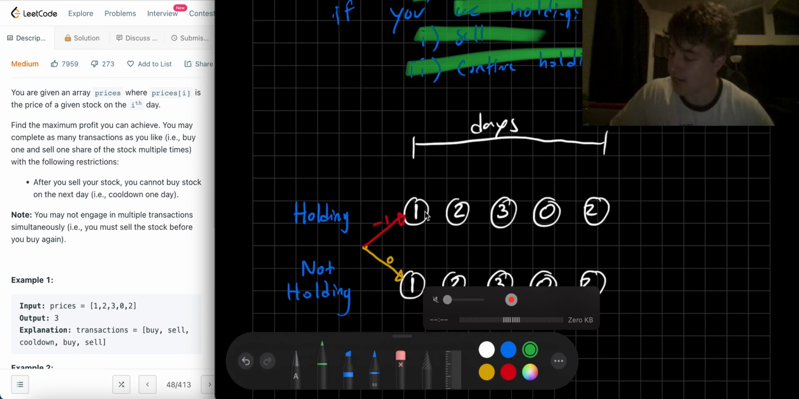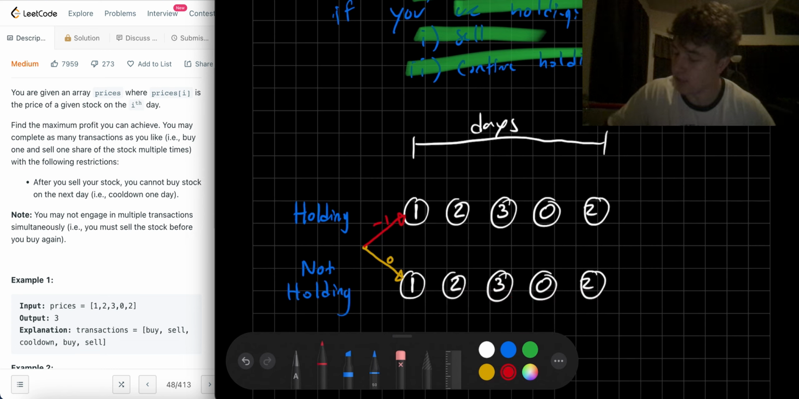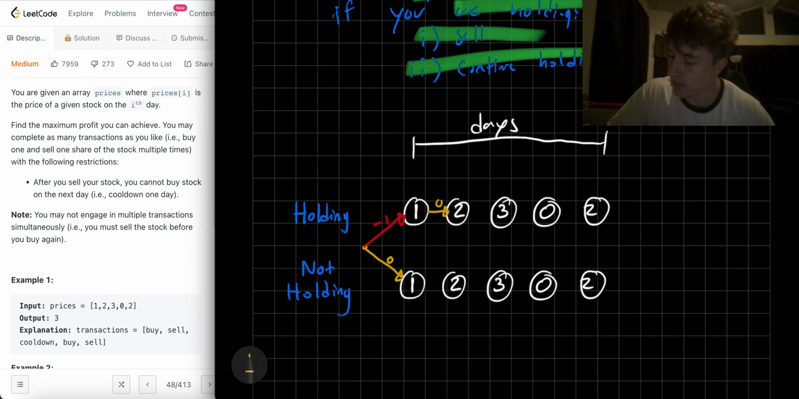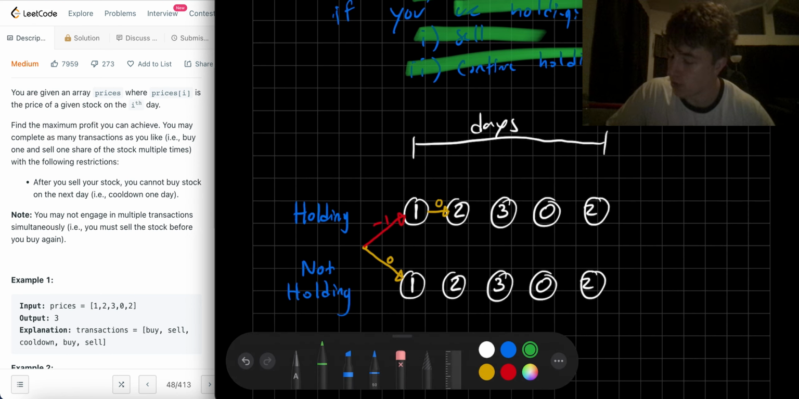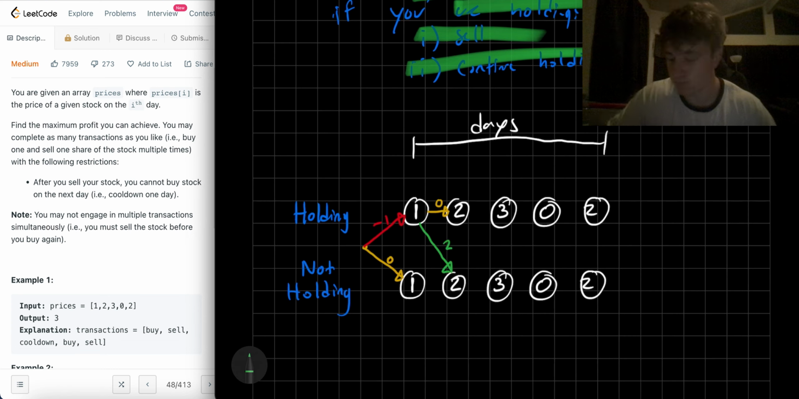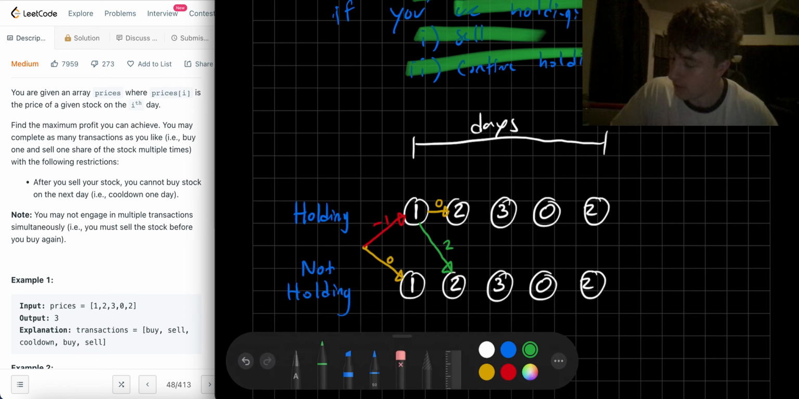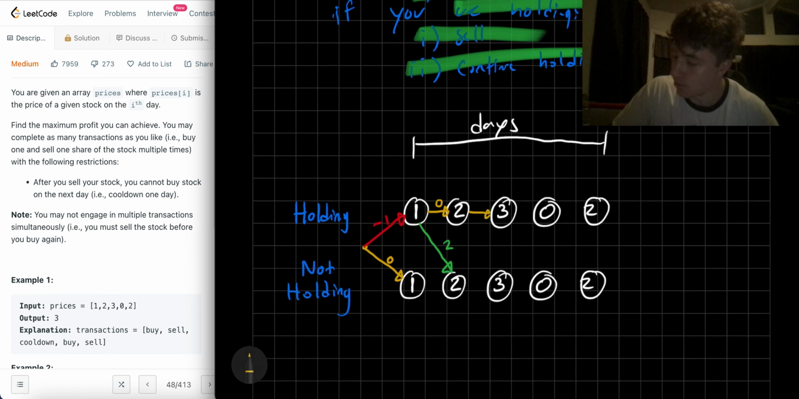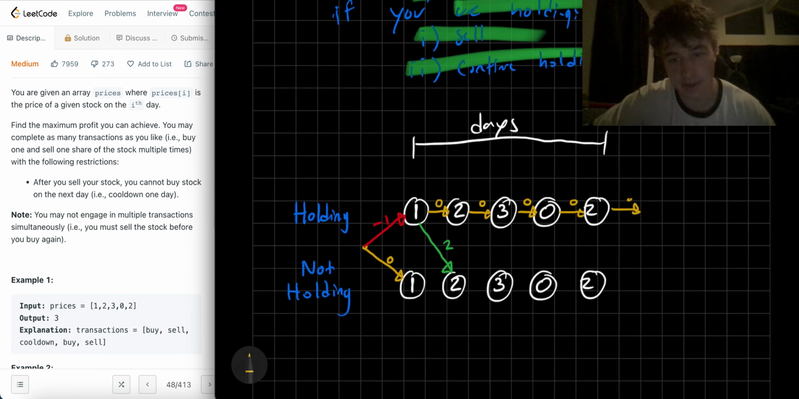If you're holding the stock on day 0 here, what are the things that you can do? Well, you can either decide, I'm just going to continue holding the stock to the next day, or I can sell the stock and gain $2 on a subsequent day. If I decided to continue holding, I can walk through that, right? I can continue holding through the whole system, to the very last day.